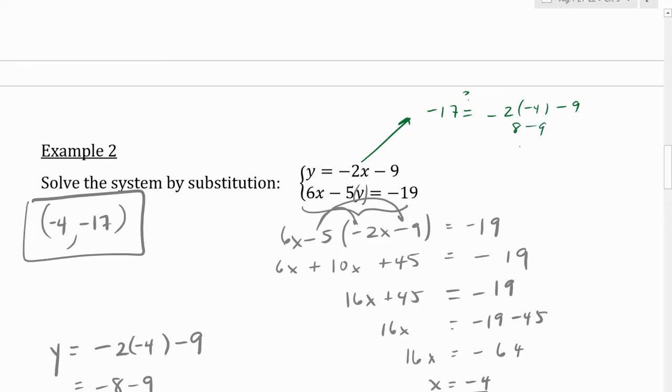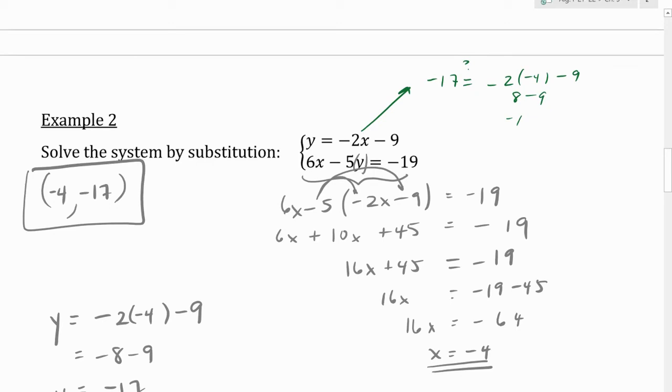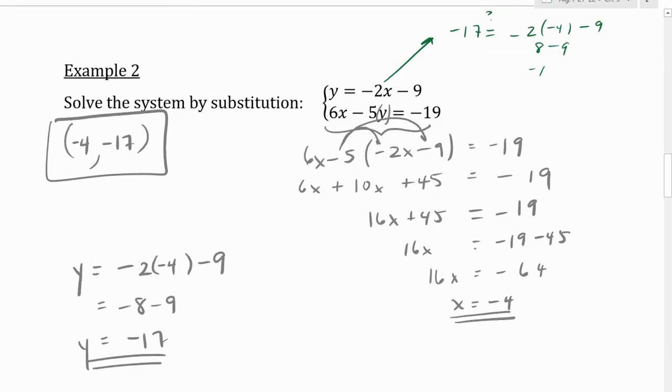That's 8 minus 9. That's negative 1. That is not the same. There you go. What did I just do? Plus 45. Negative 5. 6x plus 10x plus 45. X is negative 4. Oh, there it is. Oh my gosh.